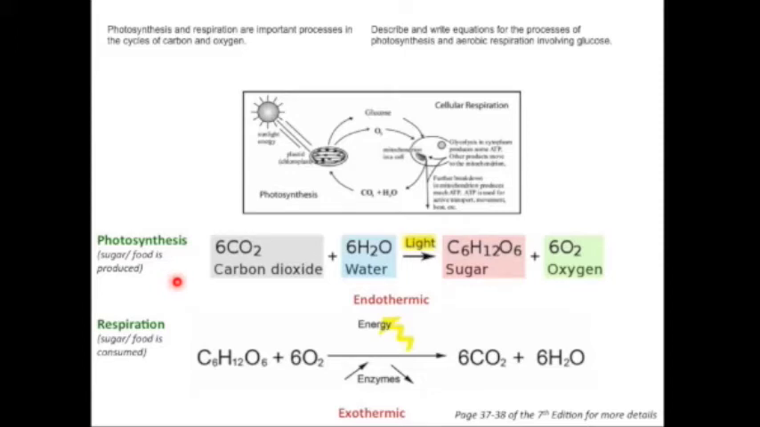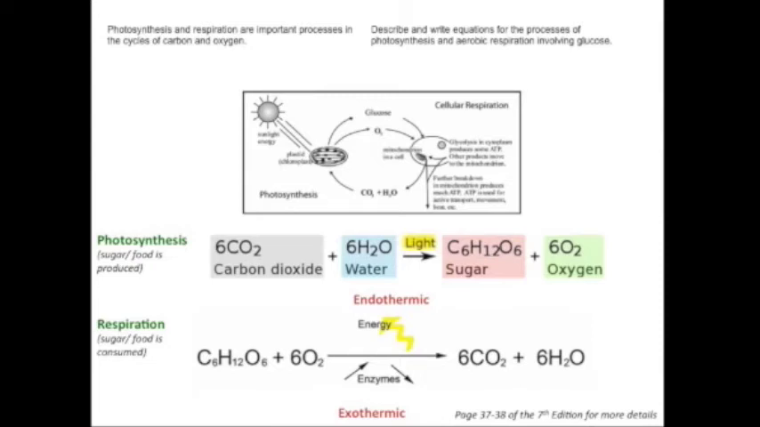The reason we know it's endothermic is because energy is required for it to happen. So photosynthesis is the process used by plants to make the food. Respiration is the process used by us to consume the food. In this case, we're talking about glucose. So glucose plus oxygen releases energy into our bodies, and as a byproduct, we get carbon dioxide and water. This is an exothermic reaction because it releases energy.